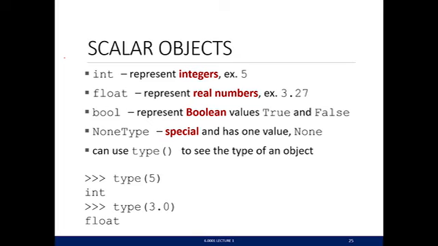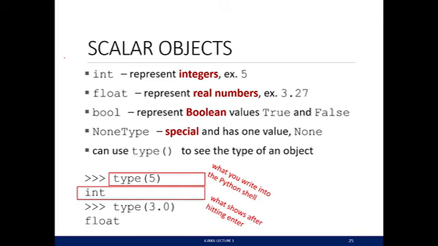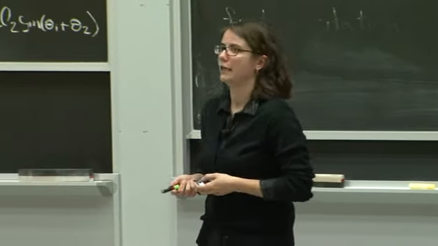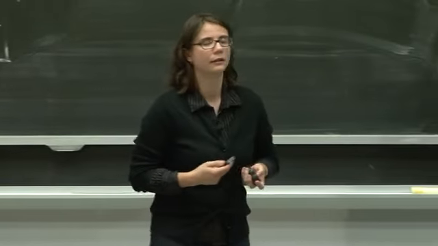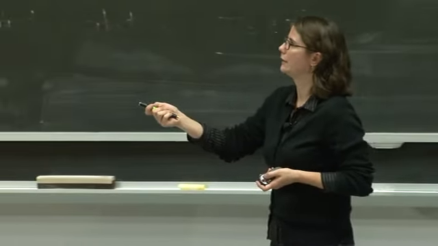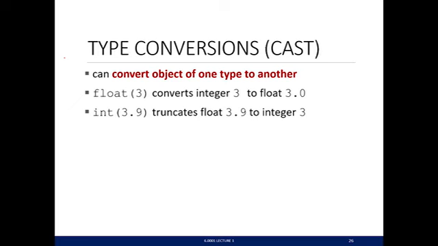If you want to find the type of an object, you can use this special command called type. And then in the parentheses, you put down what you want to find the type of. So you can write into the shell type of 5, and the shell will tell you that's an integer. If you happen to want to convert between 2 different types, Python allows you to do that. To do that, you put the type that you want to convert to right before the object that you want to convert. So float 3 will convert the integer 3 to the float 3.0.